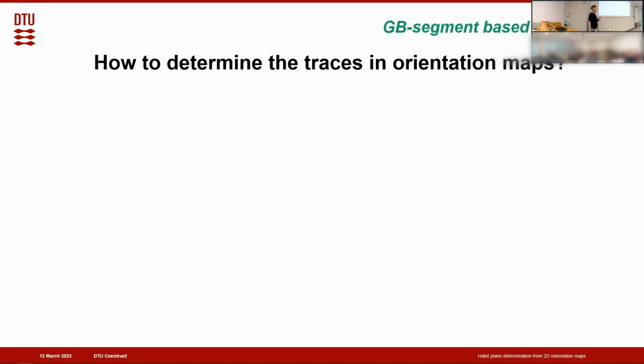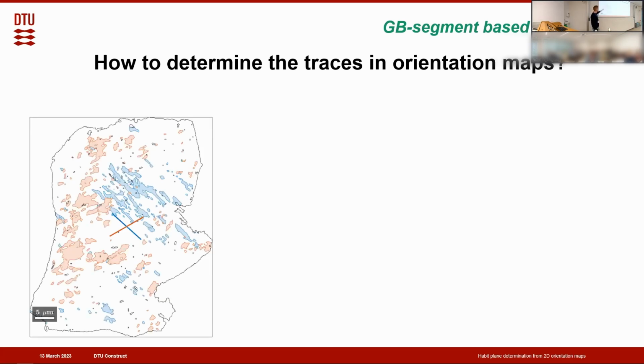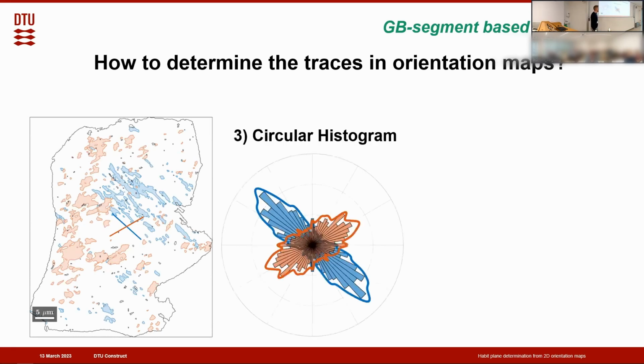Then there are two more methods that are based on grain boundary segments. So here we start by computing the grains first in MTEX. And then we look at the boundaries of those grains. One method, for example, looks at a circular histogram. So basically, what is the overall length of grain boundaries along a certain angle. And of course, parallel to those elongated grains, we have more grain boundary, and this is reflected in the circular histogram. So here we can also determine the long axis of these distributions to then get the traces.